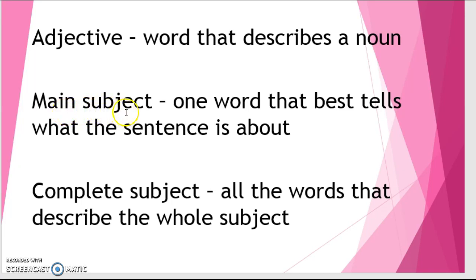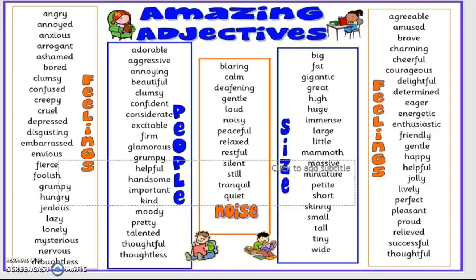Since we're going to be adding more words to the subject, there's going to be one that is the key one. If you wanted to make it just one word, it would be the word that you would use so that the sentence made sense. So it's one word that best tells what the sentence is about. And then we're going to have a complete subject, which is all the words that describe the whole subject of the sentence. Like I said, we're going to go into adjectives a little bit more here.